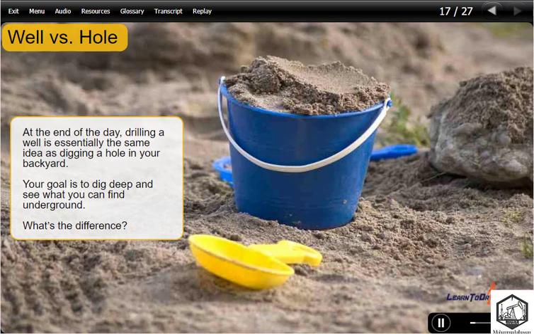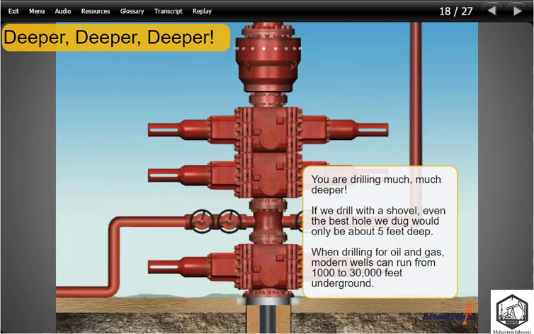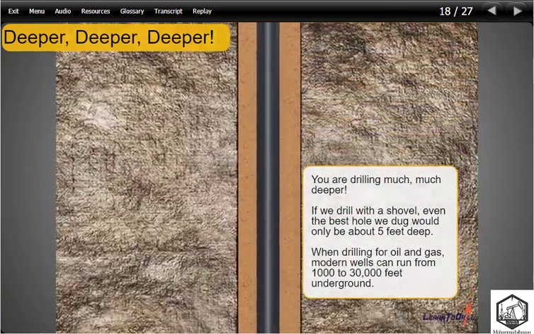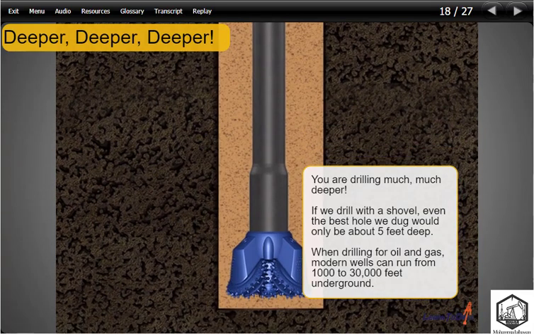At the end of the day, drilling a well is essentially the same idea as digging a hole in your backyard. Your goal is to dig deep and see what you can find underground. What's the difference? You are drilling much, much deeper. If we drill with a shovel, even the best hole we dug would only be about 5 feet deep. When drilling for oil and gas, modern wells can run from 1,000 to 30,000 feet underground.